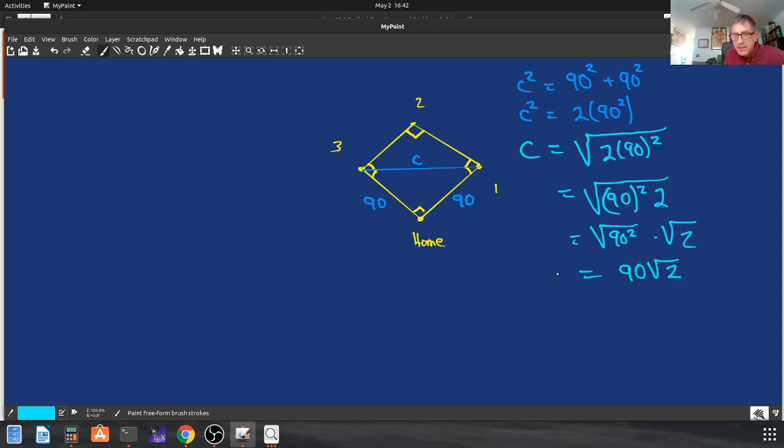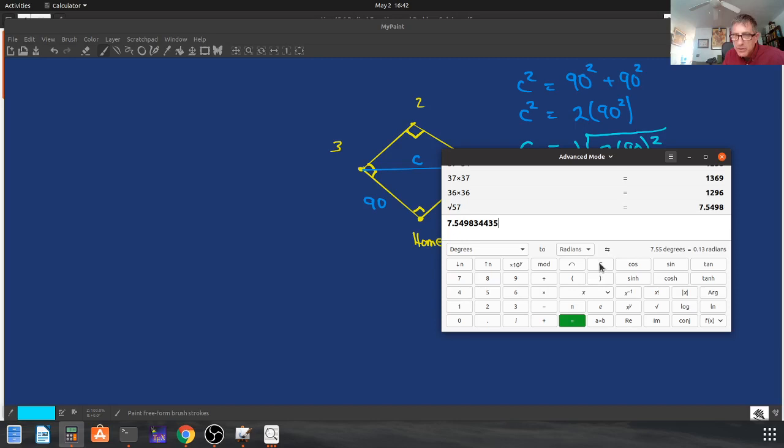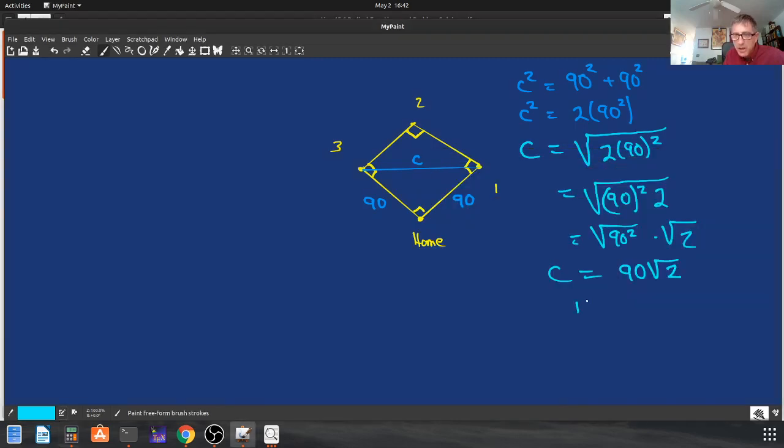So the distance here, C, if you want to know how much that is in decimal, you find the square root of 2 and you multiply it by 90. And that's going to be about 127.3 feet. 127.3 feet. And I have no idea if this is regulation, if these numbers are made up or anything.